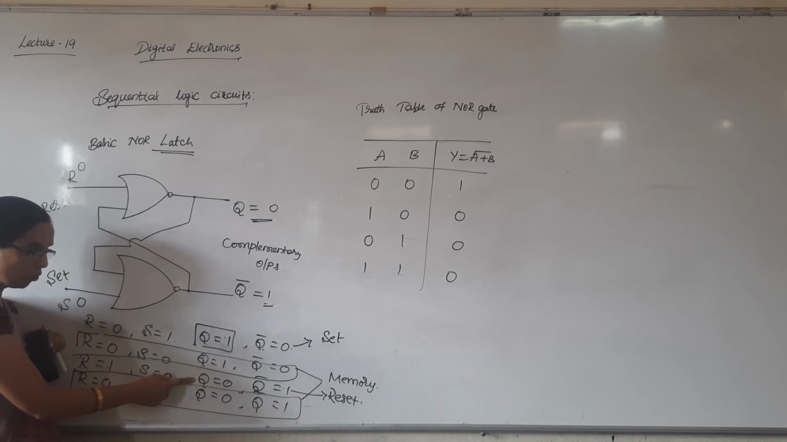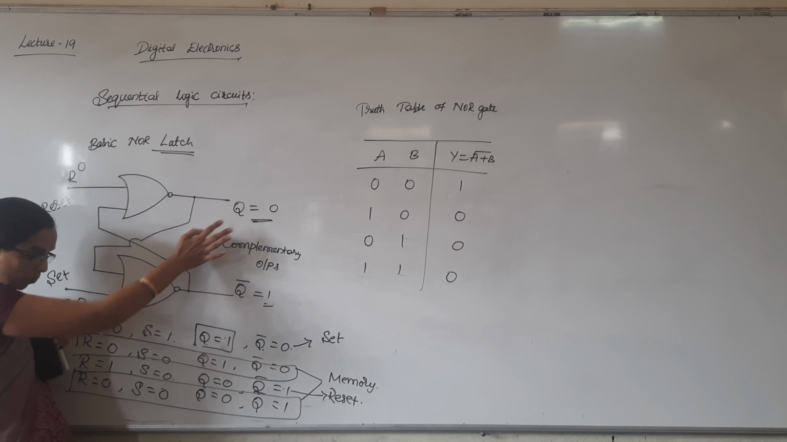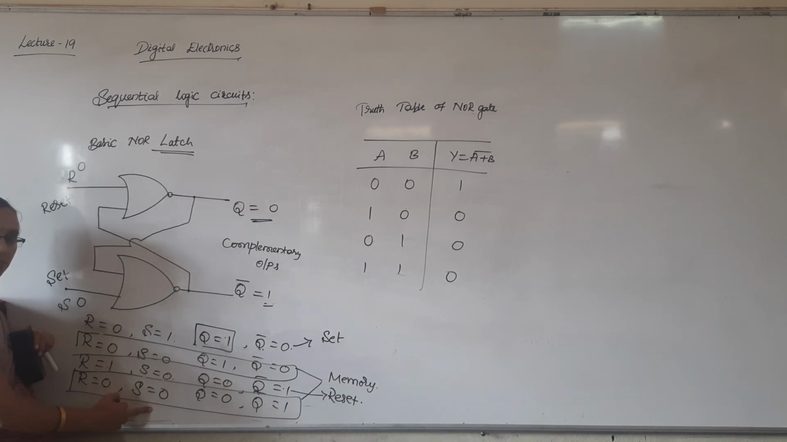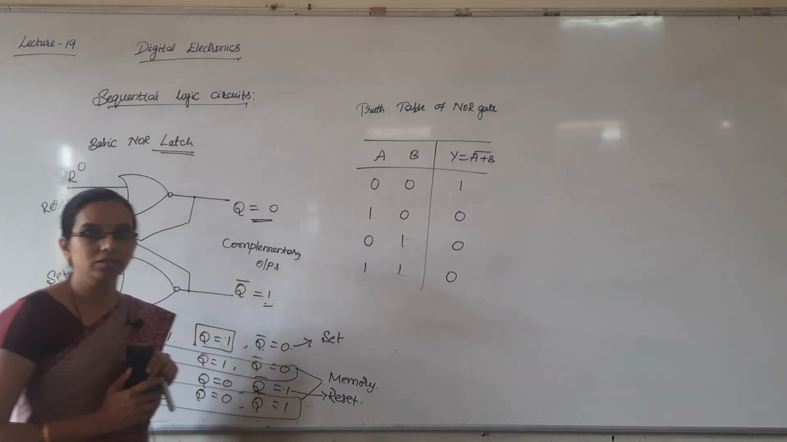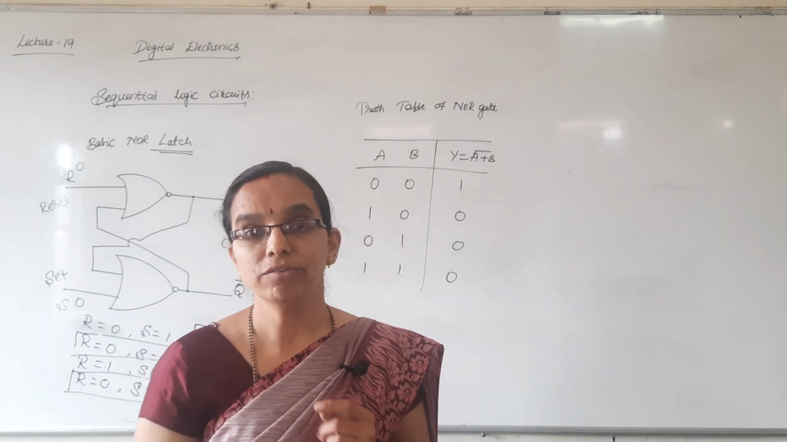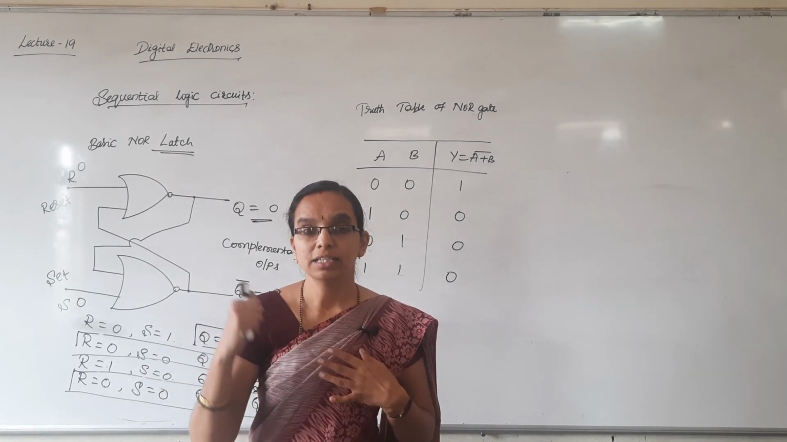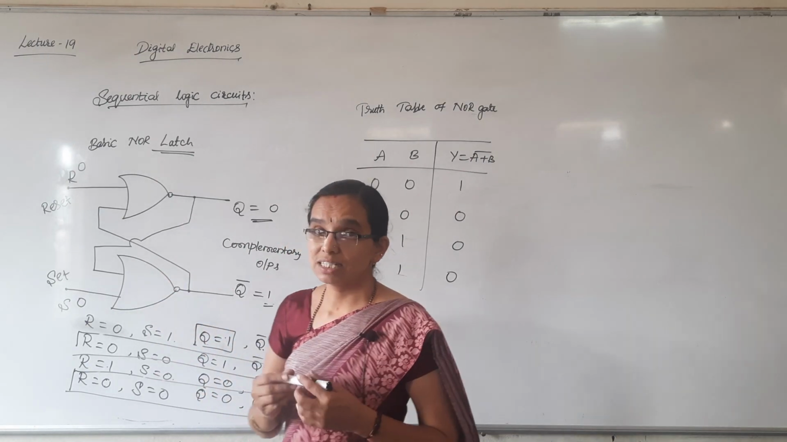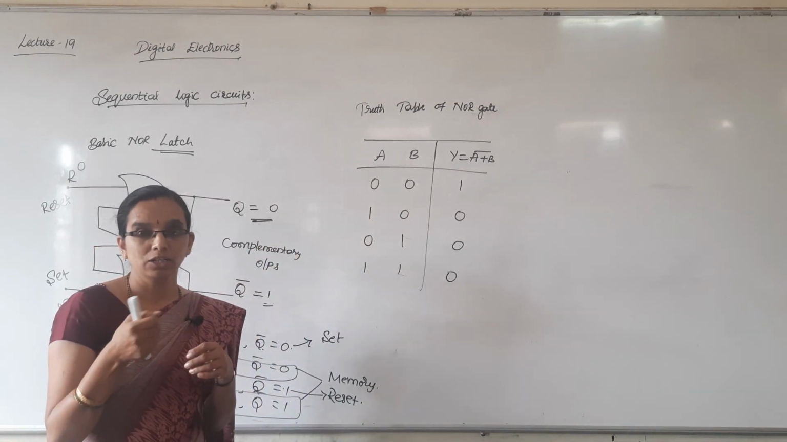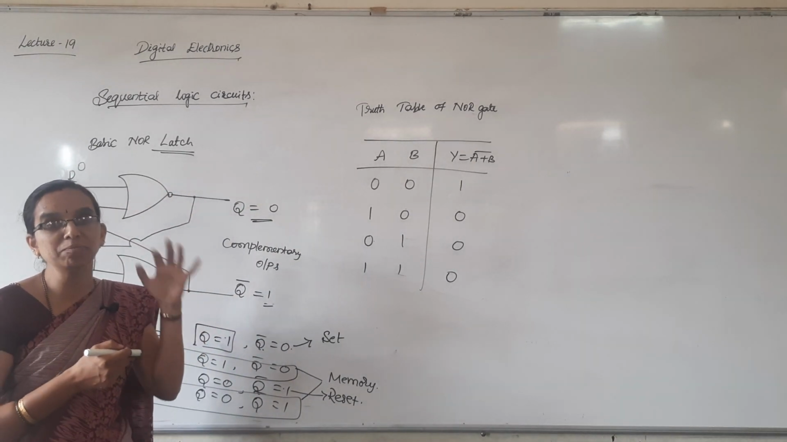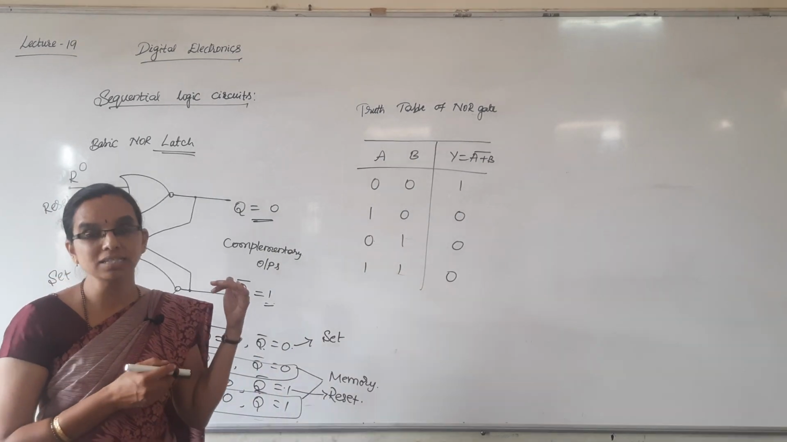To store 0, we'll make R is equal to 1, S is equal to 0. When you remove this, both will become 0, 0. That circuit retains the previous state itself. So, this is how we can store 0 and 1 in digital circuits, and this is called a basic NOR latch. Latch in the sense of latching, like a door latch, latching the information, latching the bit in the circuit. So, it is called a latch.